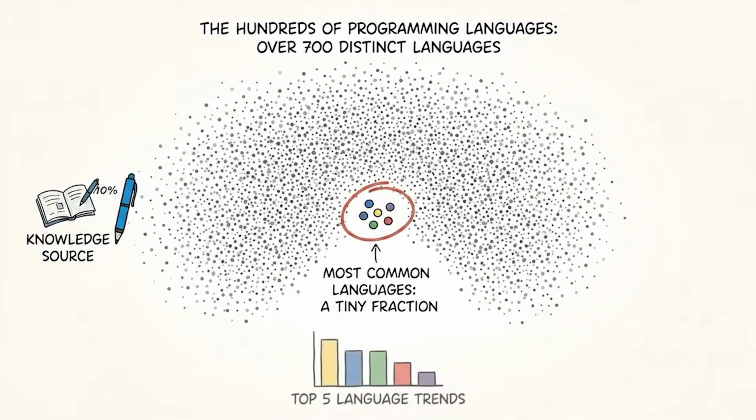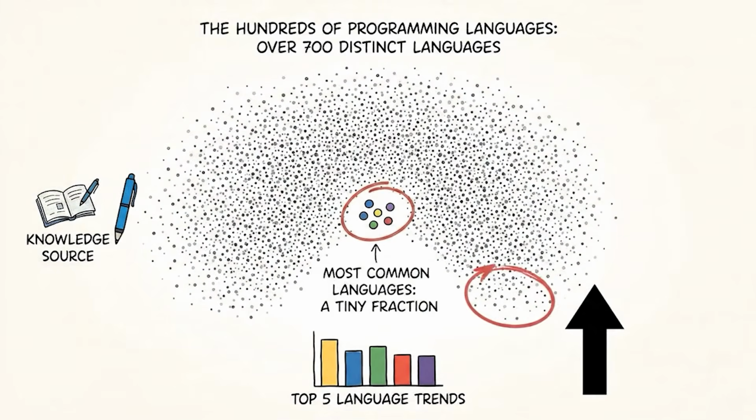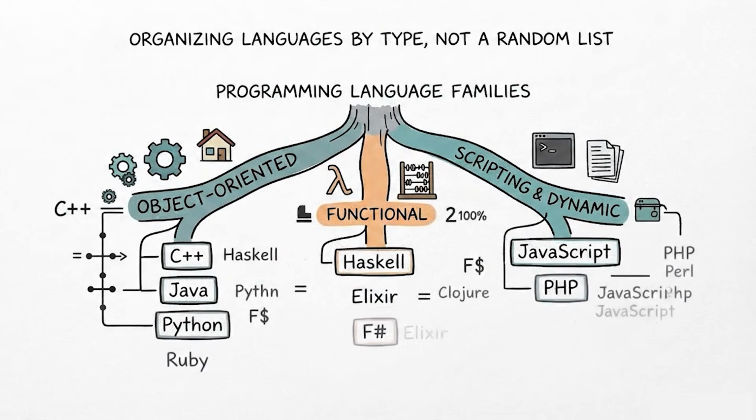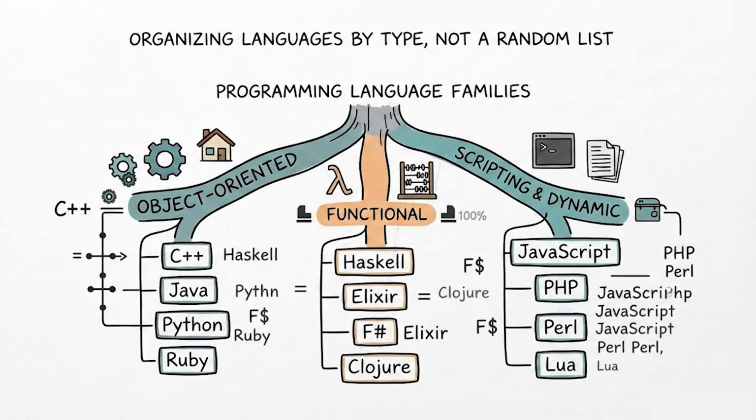There are over 700 programming languages in the world. 700. And somehow, every internet argument boils down to about 5 of them. But here's what most people miss. Languages aren't random names on a list. They fall into real types.